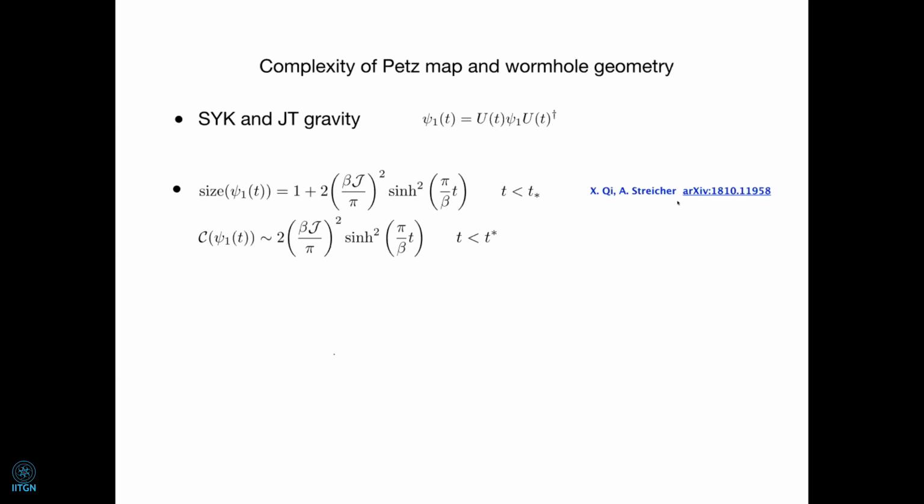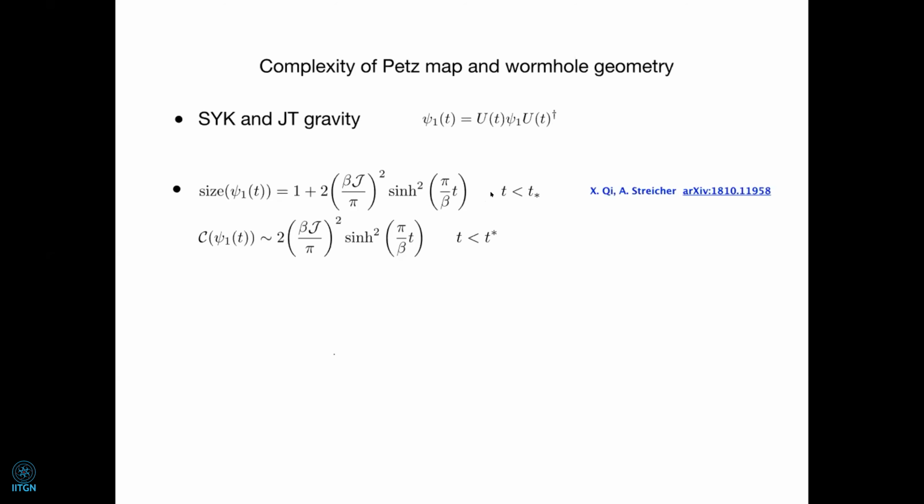Basically, what these authors did is that they first consider a thermal bath, which is represented by a Hermitian operator rho to the power 1/2. Then we consider the product of psi1 of t and rho to the power 1/2. If we take the product of these two, the size of the operator will be larger than the size of rho to the power 1/2. And then they estimate how much the size increases. And this is the result as a function of t.